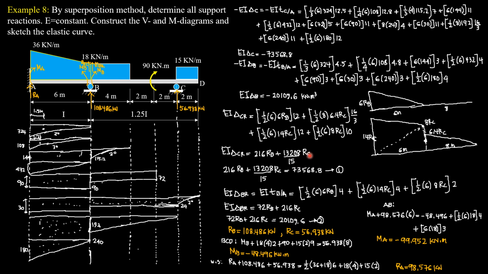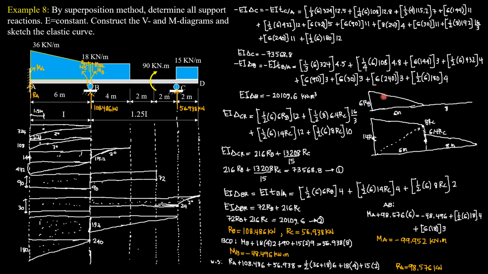So therefore, EI delta CR is equal to the absolute value of EI delta C. So 216 RB plus 13,208 over 15 R sub C plus EI delta C equals 0, but when we transpose EI delta C to the right, it becomes positive. So equals 73,568.8, call that equation 1.